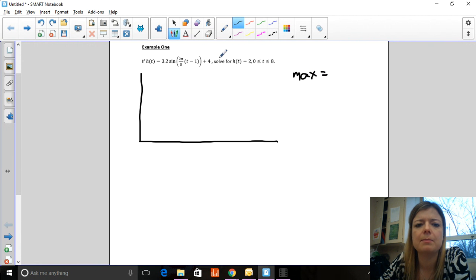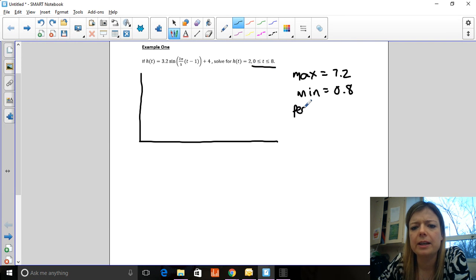So my max is going to be 4 plus 3.2, which is 7.2, and my min is going to be 4 minus 3.2, so 0.8. So my whole function is going to be occurring above the x-axis. I also know that I need data up to 8, all right?